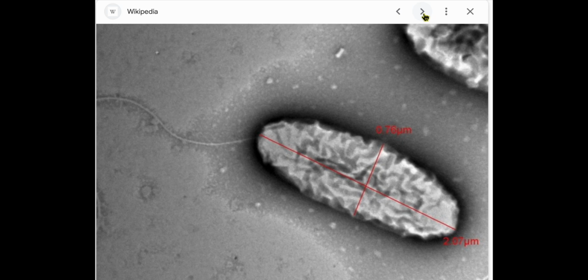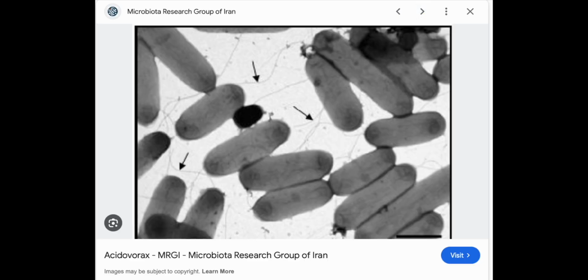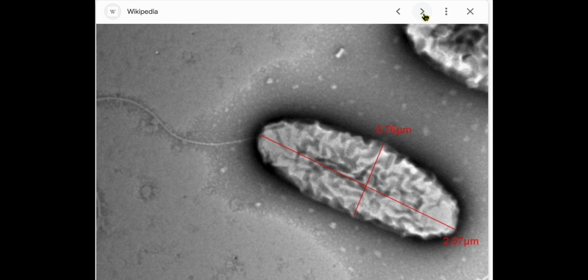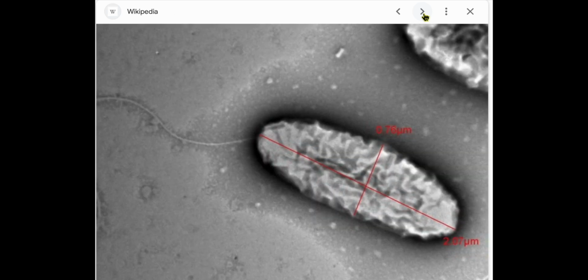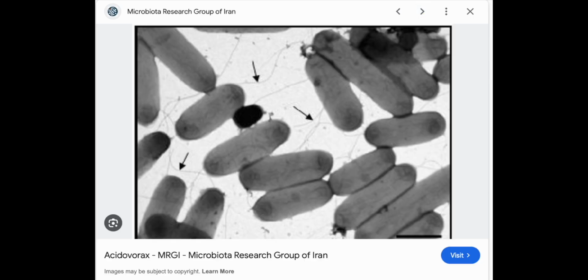However, based on genetic and phenotypic differences, they were reclassified into their own distinct genus. Some notable species within the Acidovorax genus include Acidovorax delafieldii, Acidovorax facilis, Acidovorax temperans. Natural habitat. Acidovorax bacteria are commonly found in both water and soil. Their ability to persist for extended periods in moist environments contributes to their widespread distribution.